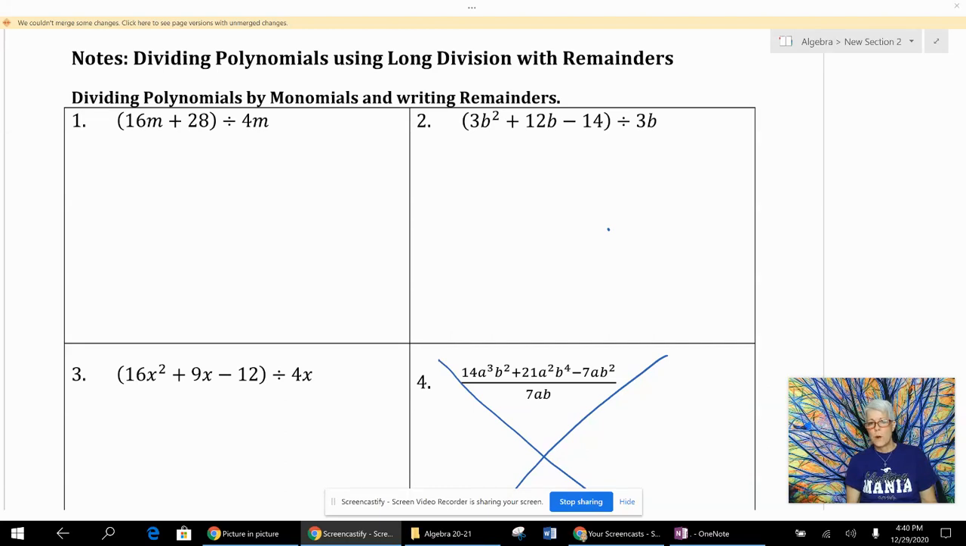Hey guys, today we are going to start day 2 of dividing with polynomials. Only today we're going to have remainders.